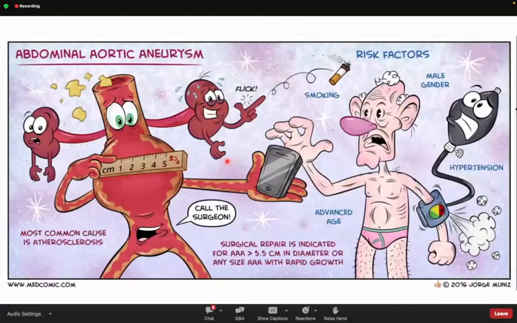Okay. Abdominal aortic aneurysm, the silent bleeder that nobody really thinks about, right? This is most commonly caused by atherosclerosis, and the magic number is 5.5 centimeters. Surgical repair is indicated for an AAA which is above 5.5 centimeters in diameter, or any size which has demonstrated rapid growth on serial monitoring. Risk factors, the usual story: male, smoking, hypertension, advanced age. Remember, the magic number is 5.5 centimeters.